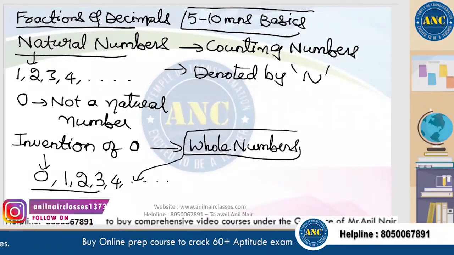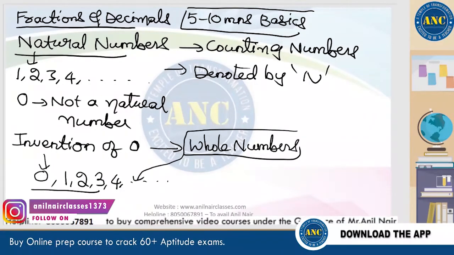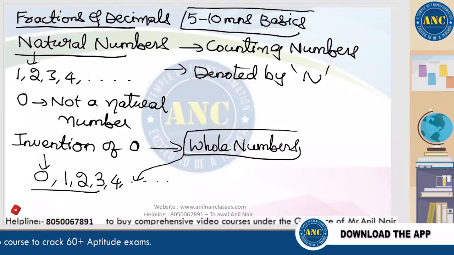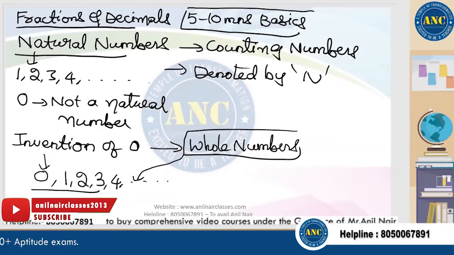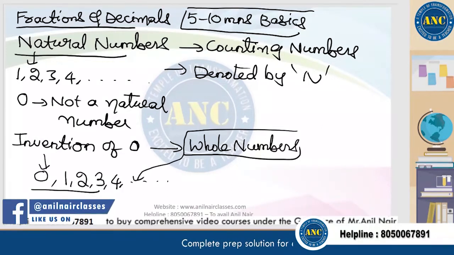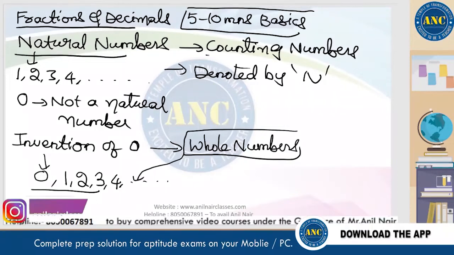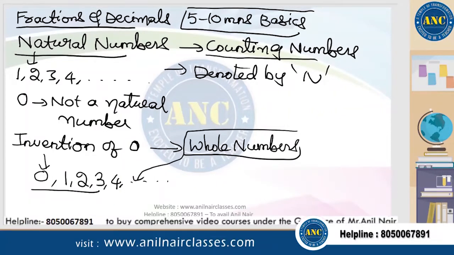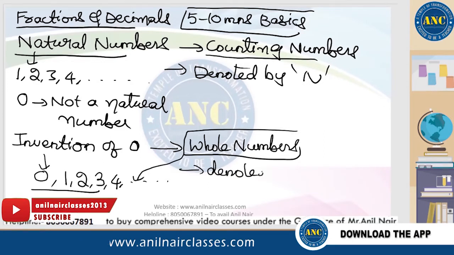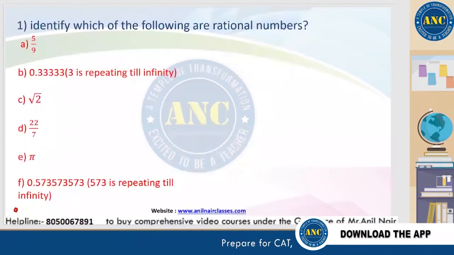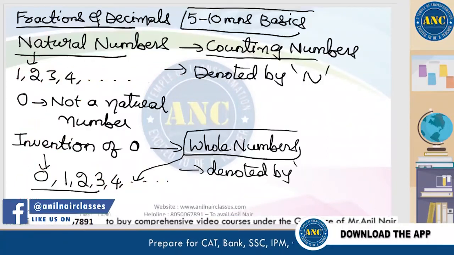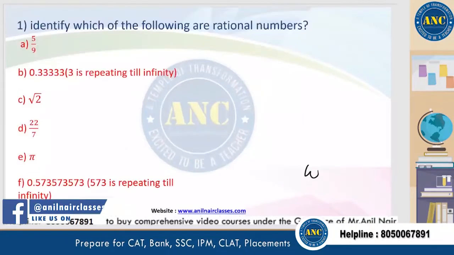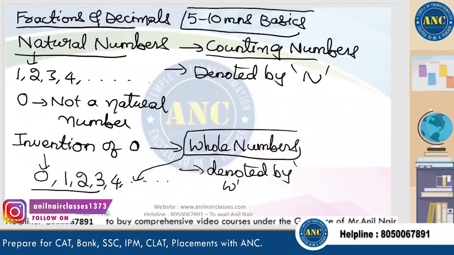Natural numbers will start from 1, whole numbers will start from 0. Write down as it is the way I am saying it, because each and everything I am saying will be useful for problem solving. Before we discuss what is a fraction, we are discussing what is a natural number and what is a whole number. Natural numbers are called counting numbers. Whole numbers are denoted by W.